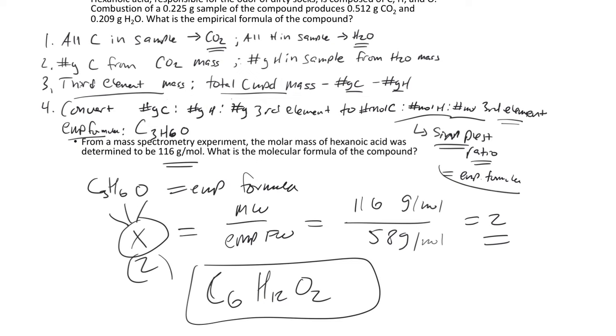So we're just trying to figure out that multiple of the empirical unit. There's 2 of them, so we have to double the coefficients. So I think once you see C6H12O2 as the molecular formula, you can go back and check and say, yes, C3H6O is consistent as an empirical formula for this compound.